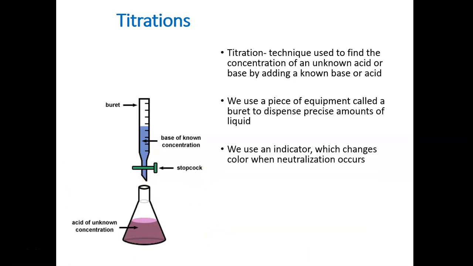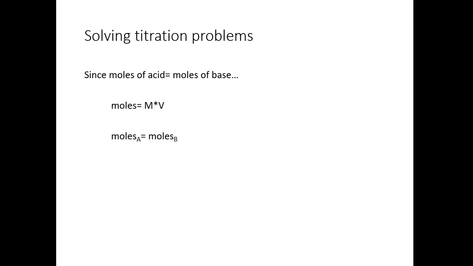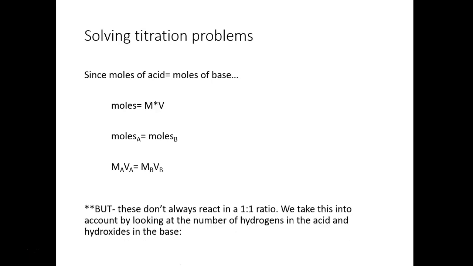So we're going to use an indicator, which is going to change color, and once it's neutralized, the moles of acid equal the moles of base, okay? They're equivalent. So we can do a little bit of math from that. Since we know the moles of acid equal the moles of base, and we know that moles equal molarity times volume, the molarity of the acid times the volume of the acid equals the molarity of the base times the volume of the base.